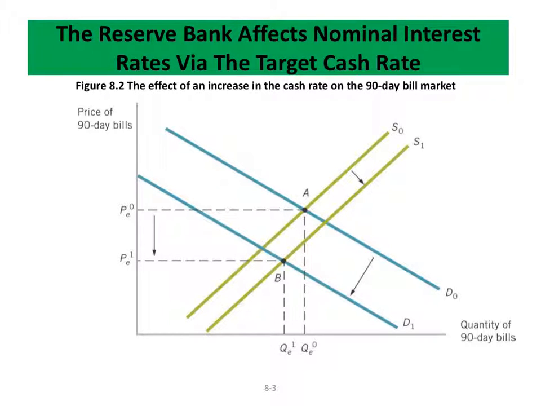Diagrammatically, the increase in the overnight cash rate would cause the supply curve to shift to the right and the demand curve to shift to the left. As a result, the equilibrium price falls from PE0 to PE1, and the quantity of bonds at the equilibrium will be QE1, decreasing in this case. We shall explain in details in the following slides.